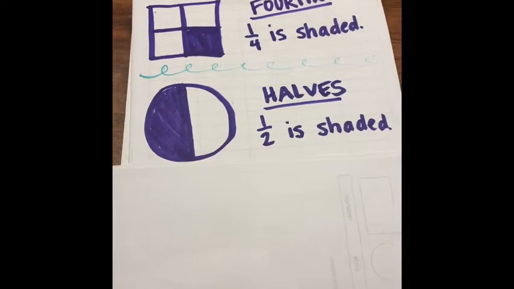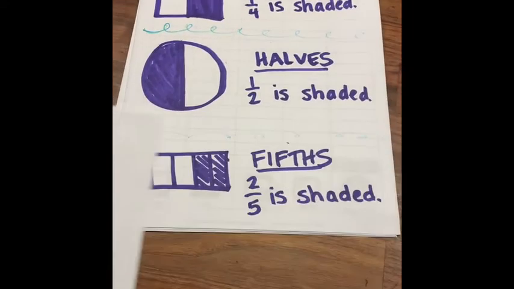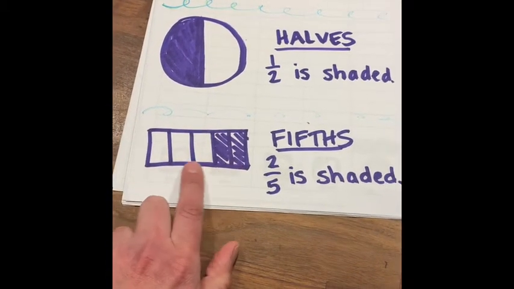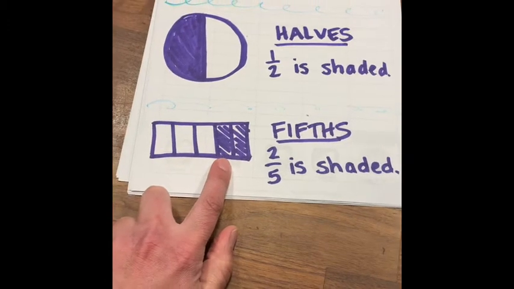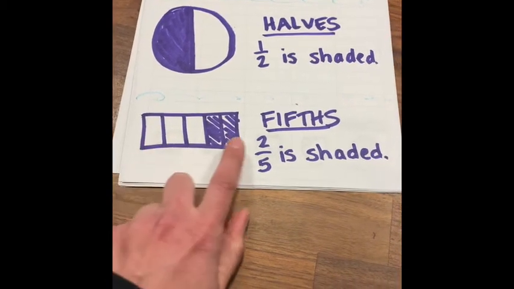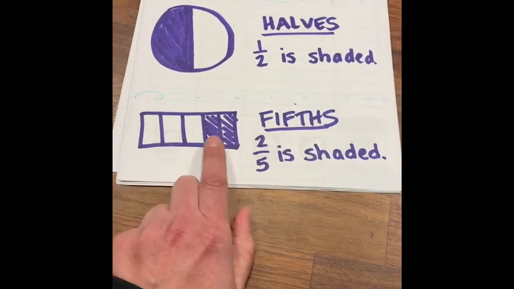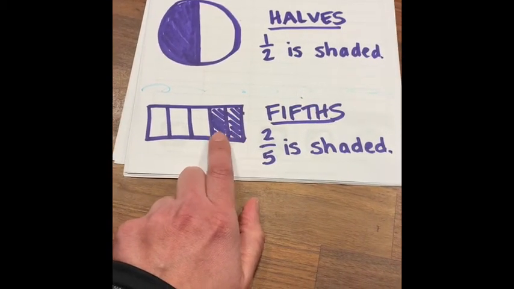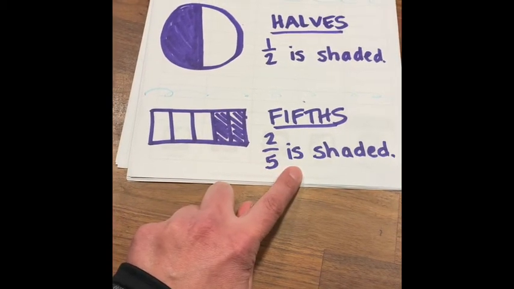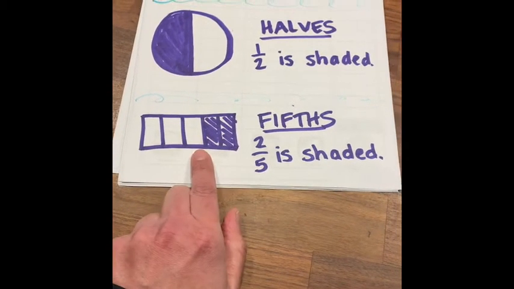All right, I've got one more picture here for you. And this is a rectangle that I cut into 5 equal pieces. Because it's cut into 5 pieces, it means it's cut into fifths. I colored in 2 of these pieces, so 2 out of 5 is shaded. So 2/5 of this rectangle is shaded.